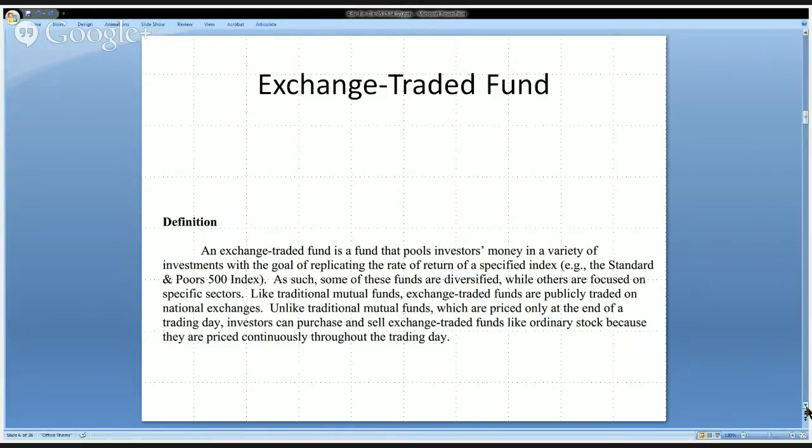Okay, so what is an exchange-traded fund? An exchange-traded fund, or ETF, is a fund that pools investors' money in a variety of investments with a goal of replicating the return of a specific index. For example, the S&P 500, the Dow Jones Industrial, or the NASDAQ. Each of these has an index fund that is linked to it. Some of them have many index funds from different providers. Generally, these funds are sometimes diversified, while others are focused on a specific sector.